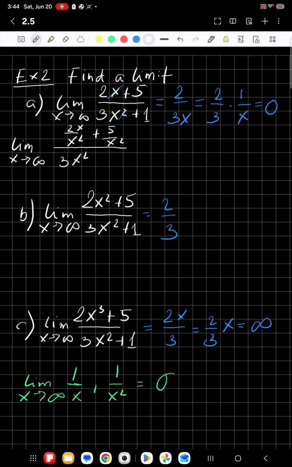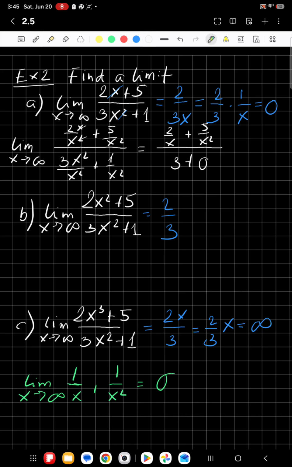X squared over x squared plus 1 over x squared. Okay, so I'm just going to write that fraction. So I can cancel those x's. So I get 2 over x plus 5 over x squared. The bottom is 3 plus 1 over x squared, right? So this is 0. So 3 plus 0.